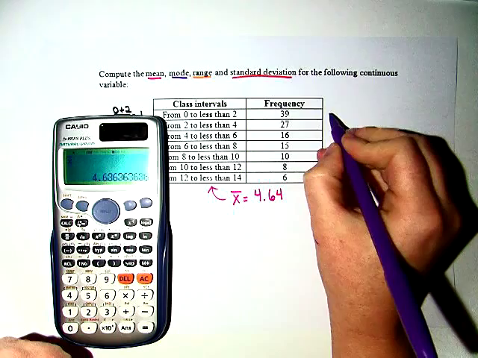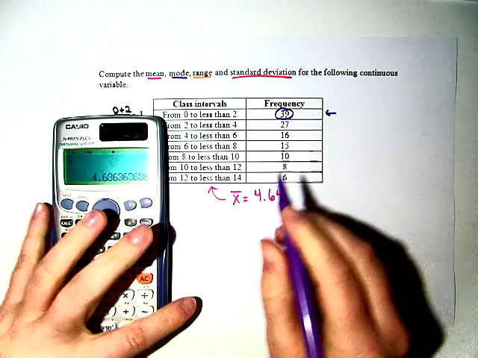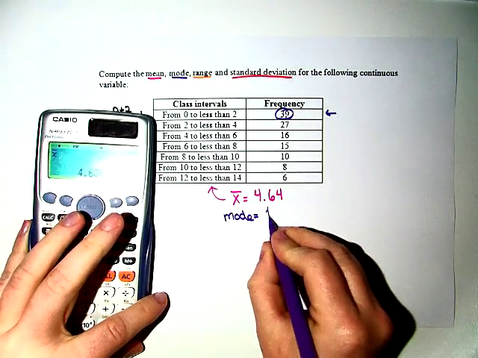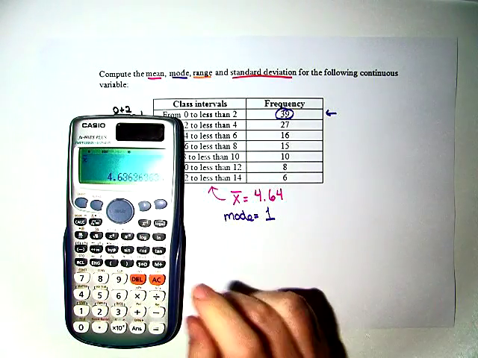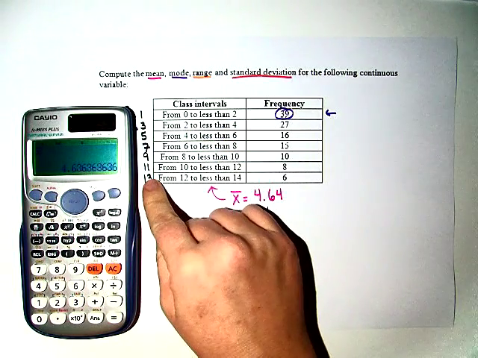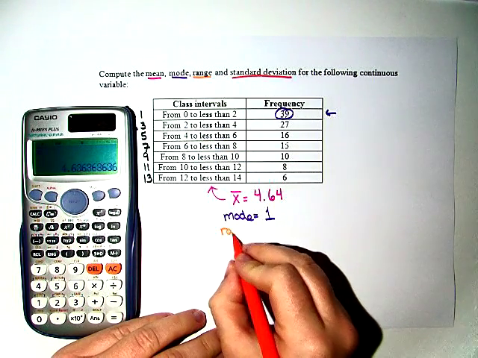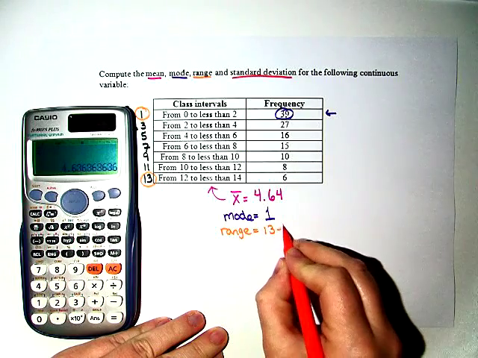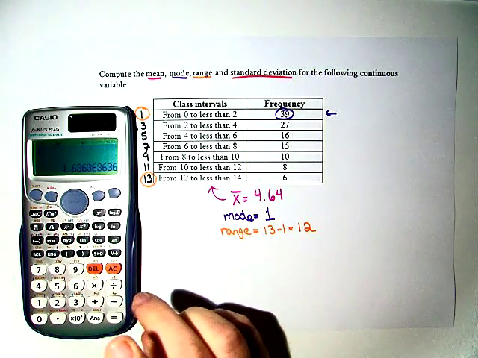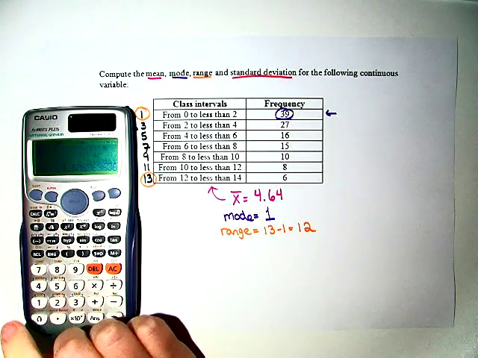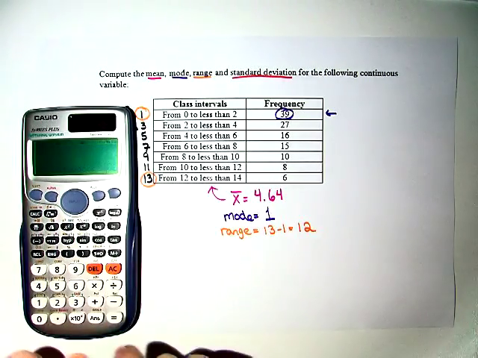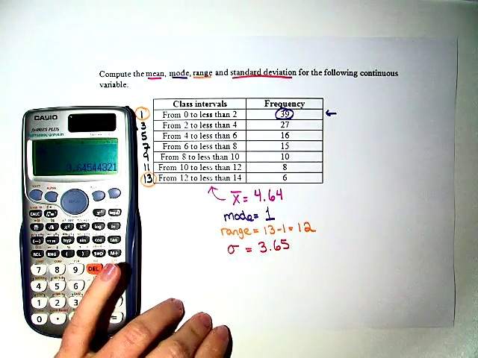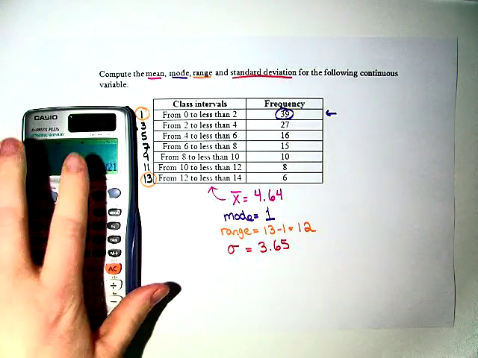The mode is whatever occurred the most number of times. So 39 is the largest number. So the mode is whatever data occurs 39 times, or 1. The range is your largest number, 13, minus your smallest number. So my range is my largest, subtract my smallest. 13 minus 1, so my range is 12. And in order to do standard deviation, you do Shift Stat, go into variation, and choose standard deviation. And you get 3.65, because the 5 makes the 4 round up.